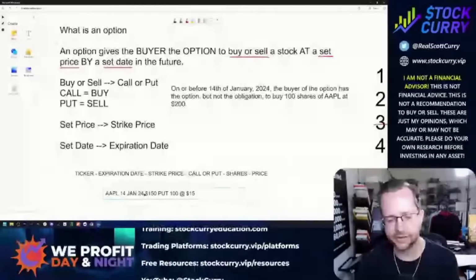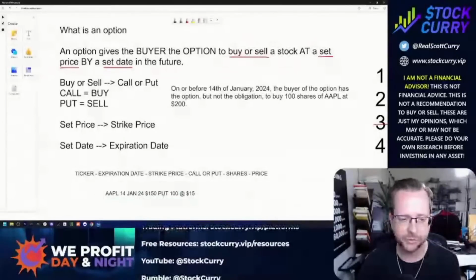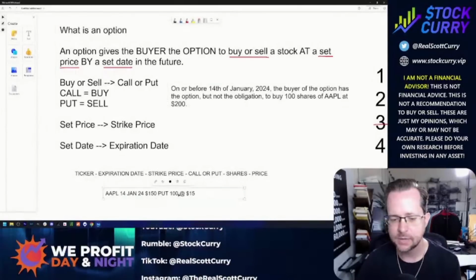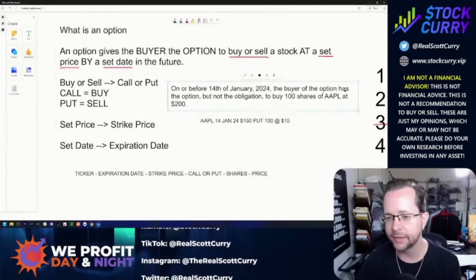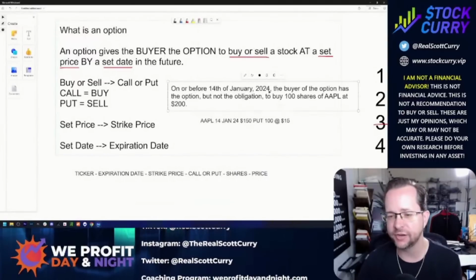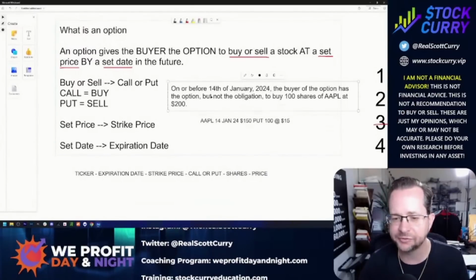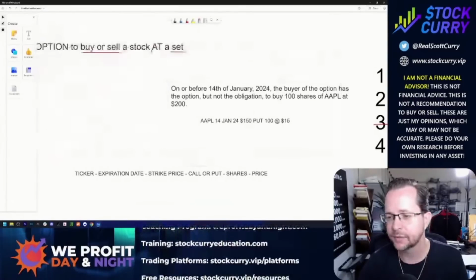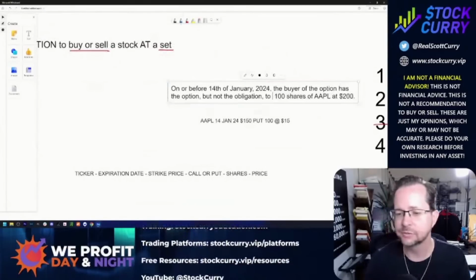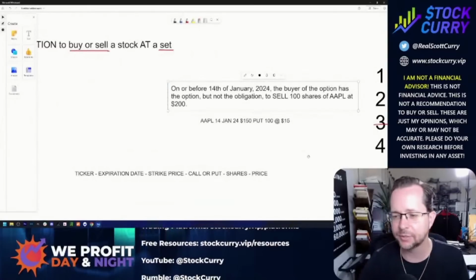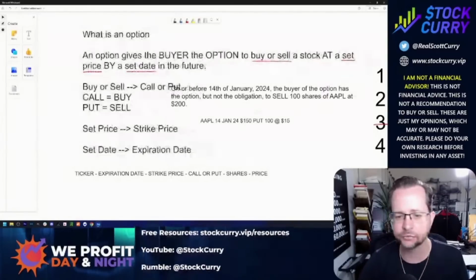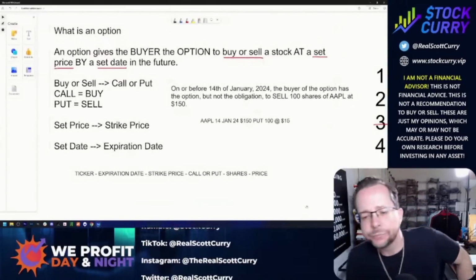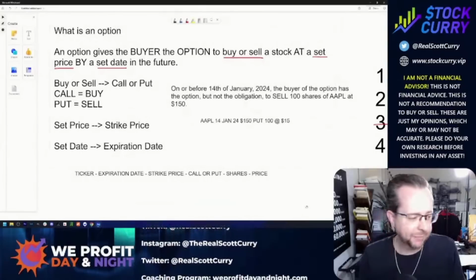What would this actually do? Well, the only thing that changed is the put. So now, essentially, if we look at what's happening up here, if it's a put option, then on or before the 14th of January, 2024, the buyer of the option has the option, but not the obligation, to sell 100 shares of Apple at $150. Sorry, I changed the strike price, didn't we? $150. Okay, so let's talk about what happens in this situation.